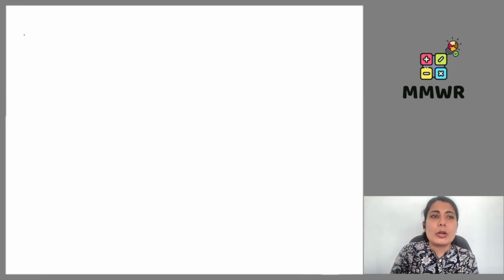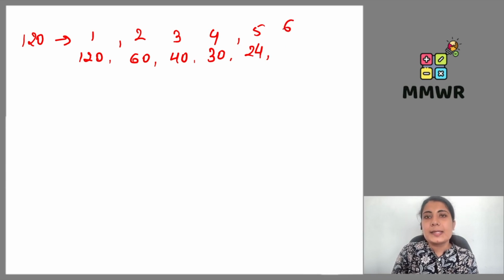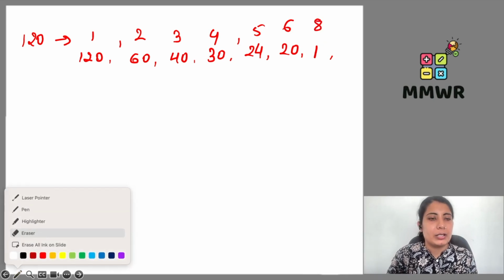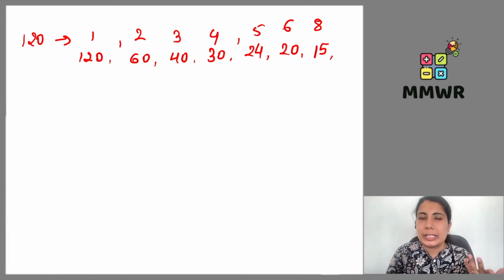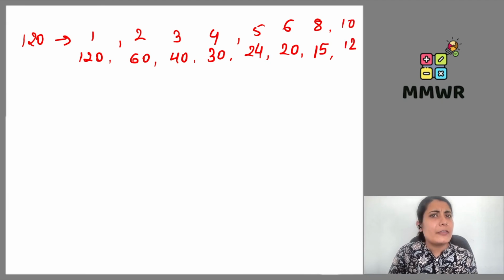Same way we can do it for 120 also. All the factors of 120: 1 and 120. Then I have 2 here, 60 here. Then I have 3 here, 40. Then I have 4 and 30. Then 5 twos are 10, 5 fours are 20, so 5 and 24. Then 6 and 20. Then 7, it is not divisible by 7. 8 ones are 8, 8 fifteens are 120, so 8 and 15. Then by 9 it is not divisible, by 10 it is divisible, 12 times. So how many factors are there in total?